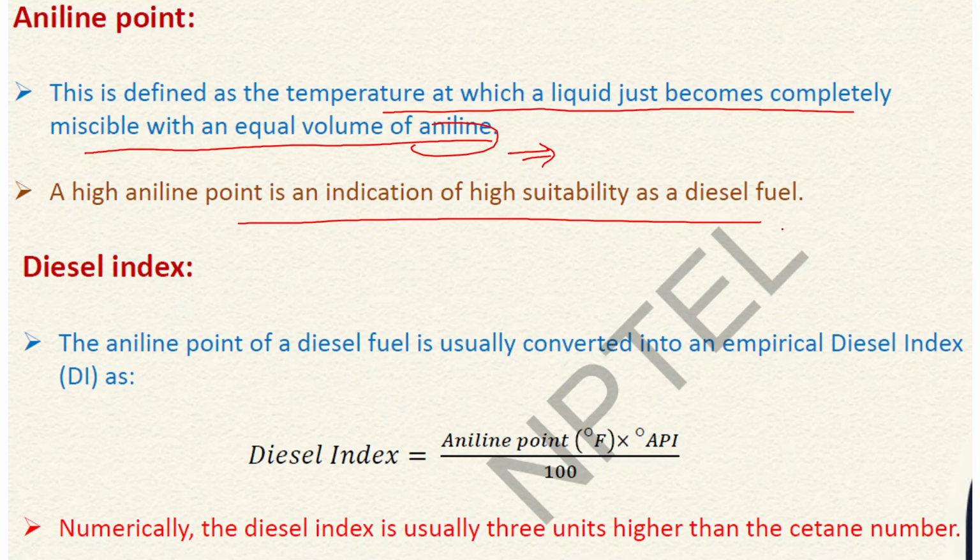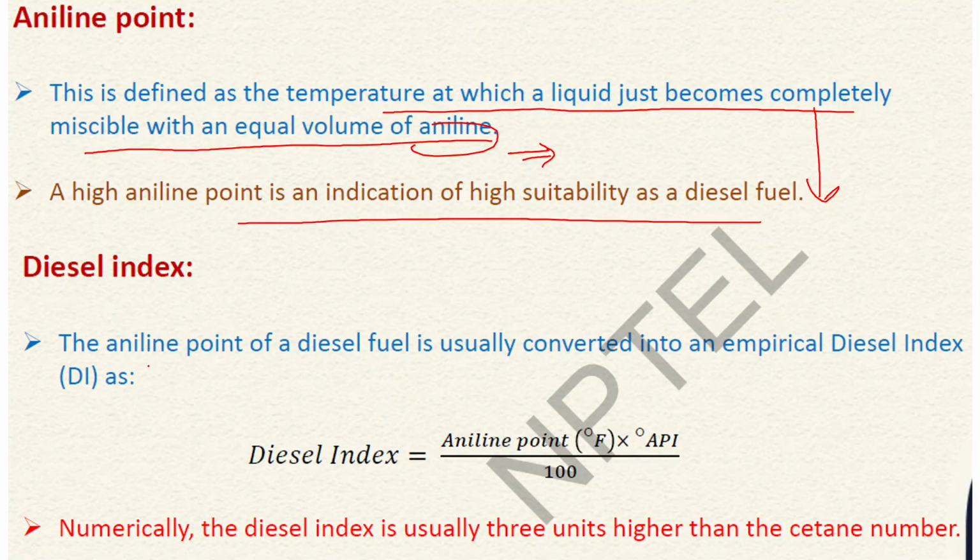At some higher temperature, we will see that there will be miscibility of the aniline in diesel fuel. So if our diesel fuel is good, it has more n-paraffin, it will not be soluble in aniline, so it will require a much higher temperature for miscibility. That will be the aniline point. So if a higher aniline point is there, then we can say that our diesel fuel has a higher cetane number.